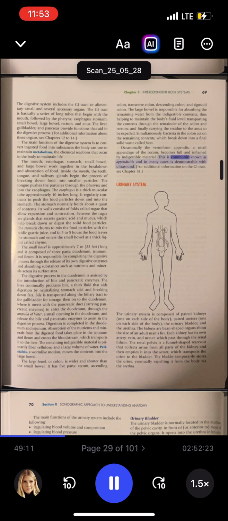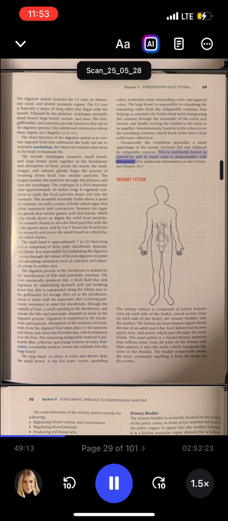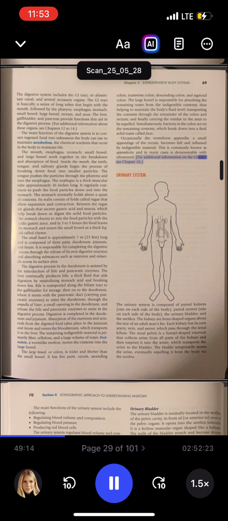Occasionally, the vermiform appendix, a small appendage of the cecum, becomes full and inflamed by indigestible material. This is commonly known as appendicitis, and in many cases is demonstrable with ultrasound. For additional information on the GI tract, see Chapter 18.